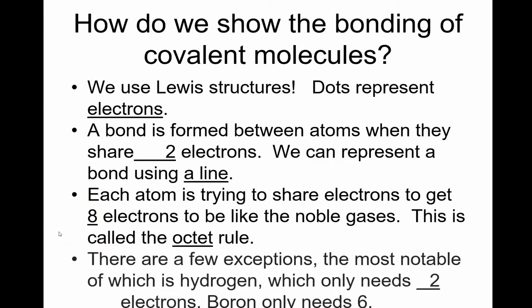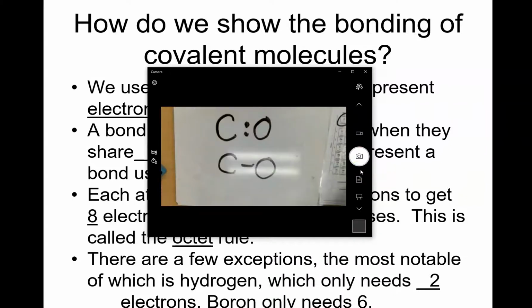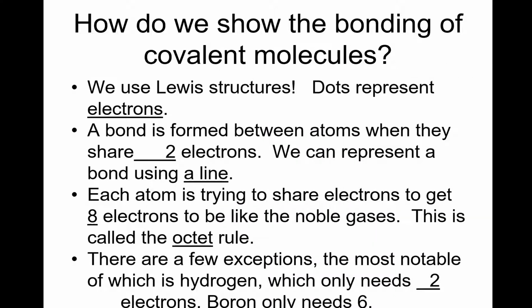Now there are a few exceptions. The most notable exception is hydrogen, which only needs 2 electrons. Now the reason hydrogen needs 2 electrons is that hydrogen's noble gas is helium. So when hydrogen is gaining or sharing electrons to achieve stability, hydrogen is really just trying to be the same as helium. All other atoms, except boron, are going to have 8. Boron is satisfied with 6.